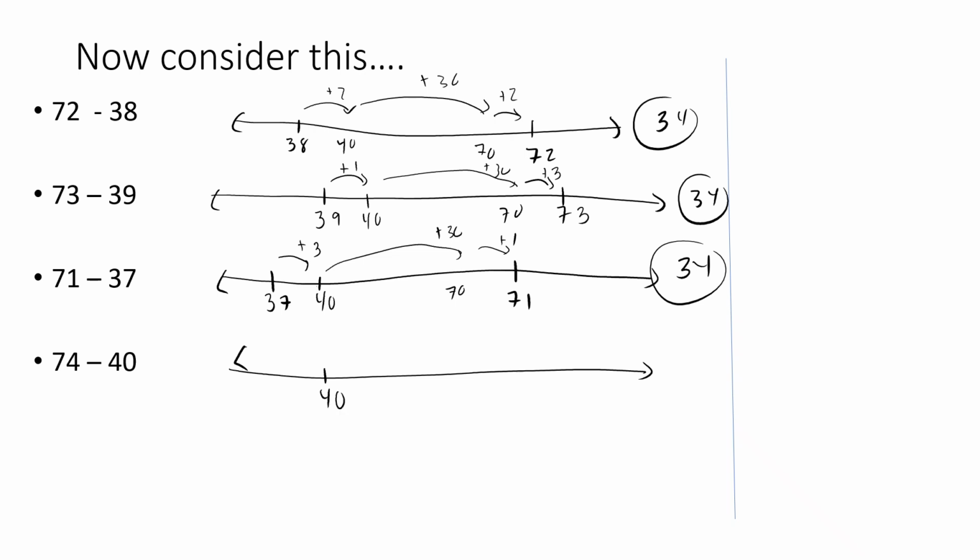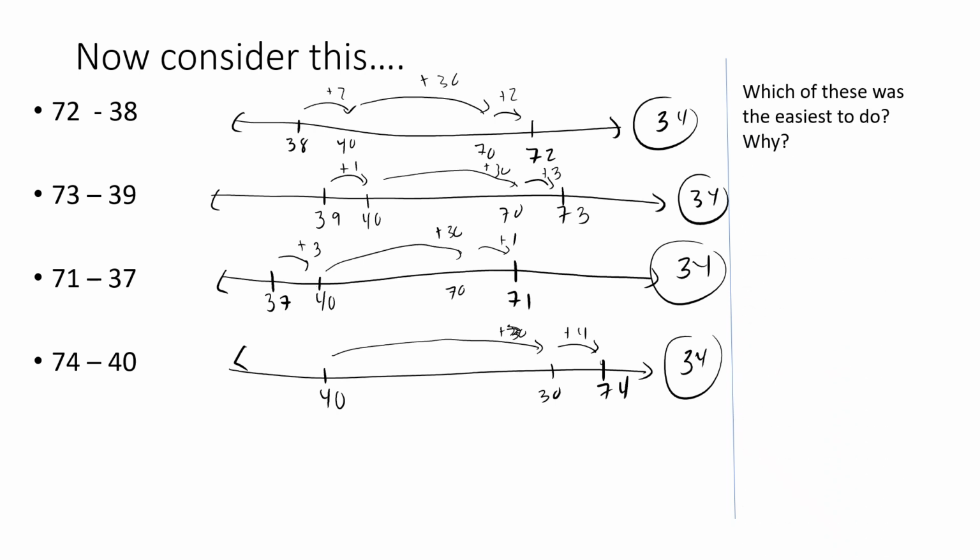And then last but not least, we have 40, and 74 would be over here. This time we're going to add 30, and then add 4 to get 34. So you can see how the number line is being used here to visualize the subtraction, and we've got all these related problems.